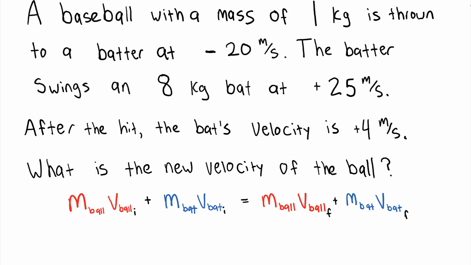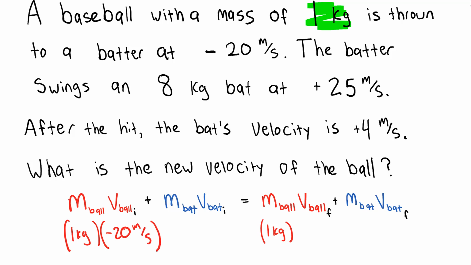And so I need to plug in numbers. I need the mass of the ball, which it tells me the baseball has a mass of 1 kilogram. So wherever I see the mass of the ball, I'm going to put 1 kilogram right there. And then also on the right side, the mass of the ball doesn't change. It's 1 kilogram. So the initial velocity of the ball is negative 20 meters per second. That doesn't tell me anything about this, though. That doesn't tell me anything at all about this.